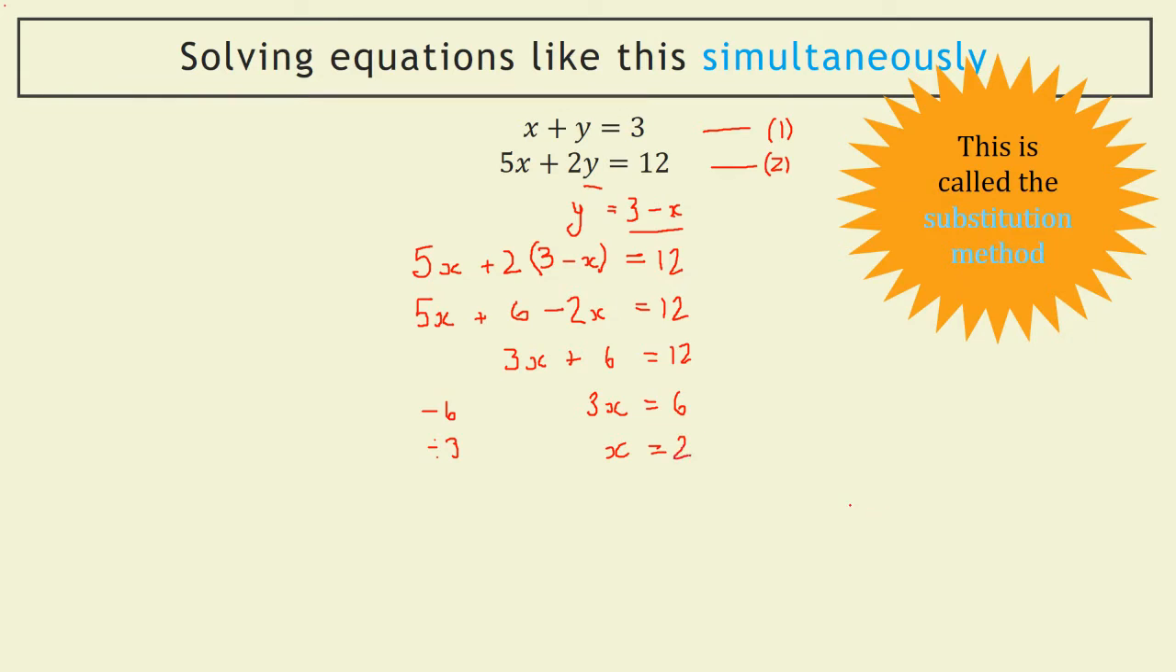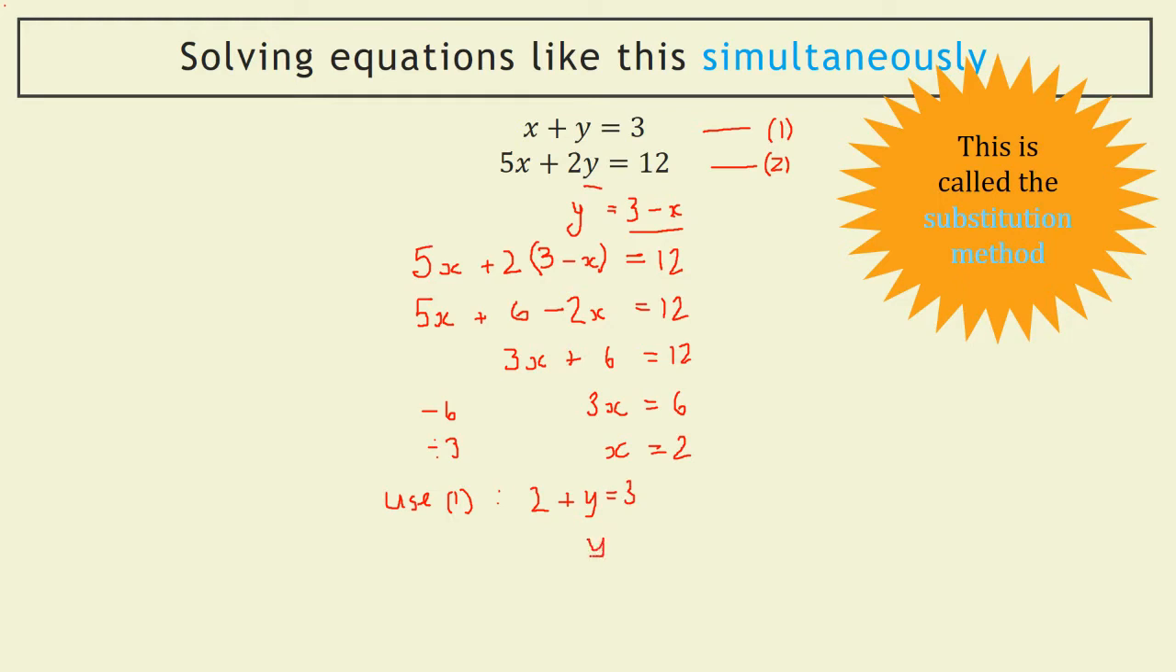Okay, we now know that x is 2. We can work out, if I use equation 1, what y is. Because equation 1 tells me x plus y is 3. Well, I know x is 2. 2 plus y has got to be 3 then.